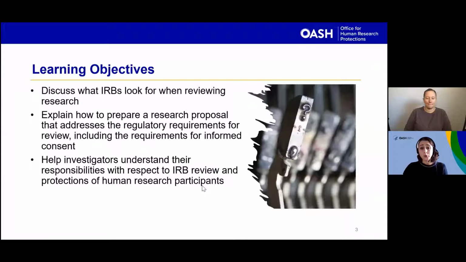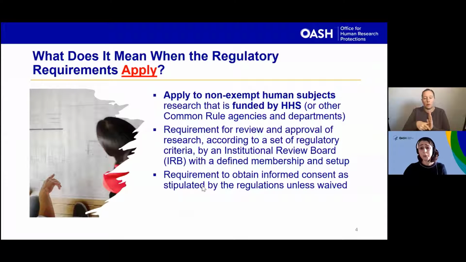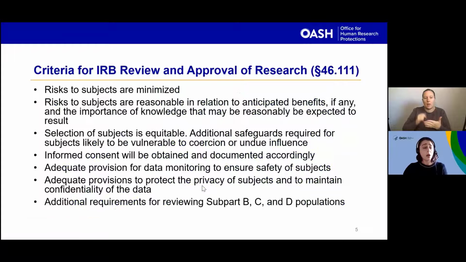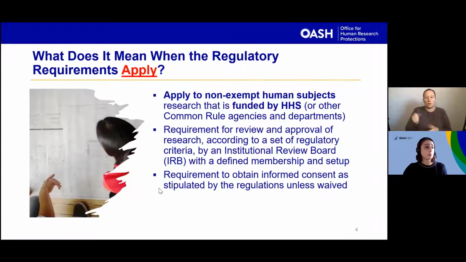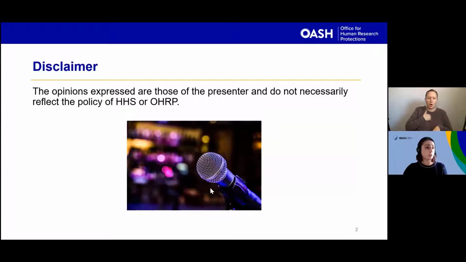The learning objectives for this part of the presentation are to discuss what IRBs look for when reviewing research, explain how to prepare a research proposal that addresses regulatory requirements for review, and help you, the investigators, understand your responsibilities in the protection of human research participants.